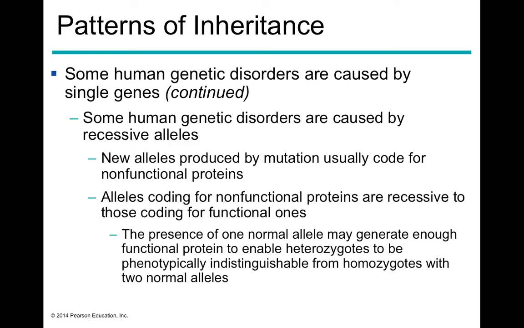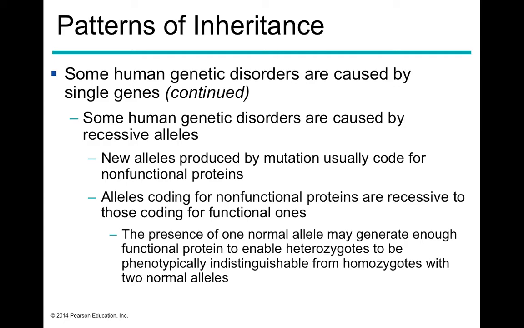New alleles are produced by mutation constantly, and usually they code for non-functional proteins. So usually they're no big deal and there's no change in the individual, and it's not even something that shows up. But sometimes there is a change that does end up being passed on and creating functional proteins or changing the function of a protein. Usually alleles that code for non-functional proteins are recessive to those that code for functional ones.